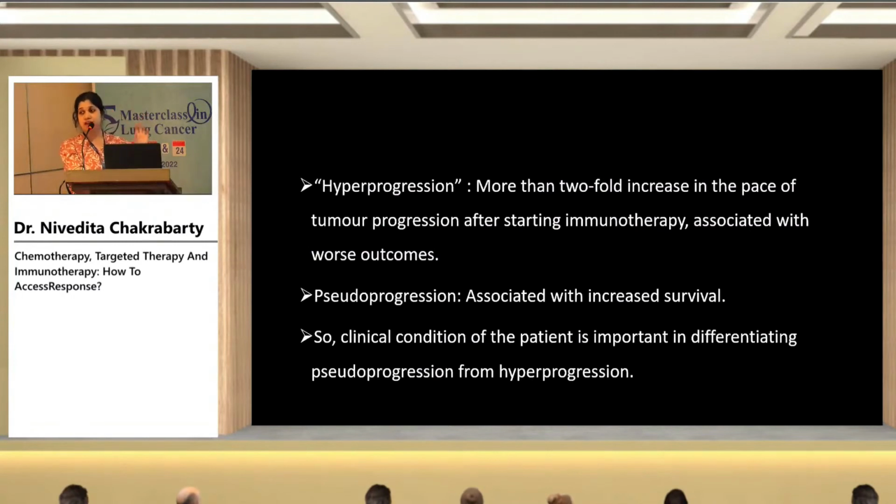Now there's a term called hyperprogression. So if there's a more than twofold increase in the pace of tumor progression after starting immunotherapy, then it is known as hyperprogression and it is associated with worse outcomes. And please remember that pseudo-progression is associated with a good clinical outcome. So clinical condition of the patient is very important in deciding upon the change or line of management.